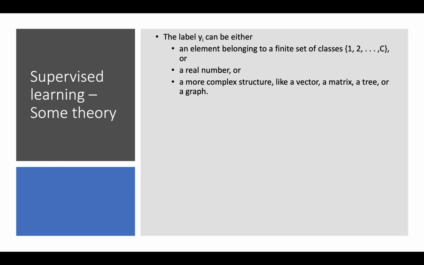Okay, what about label y? What about yi? Yi is actually our label. The label yi can be either an element belonging to a finite set of classes, 1 to c, or it could be a real number, or a more complex structure like a vector, a matrix, a tree, a graph. Basically, it is our output feature.